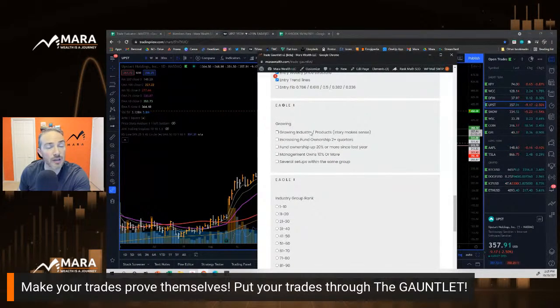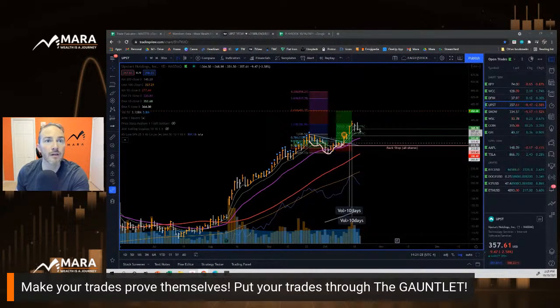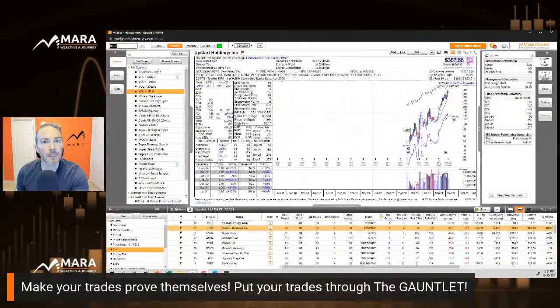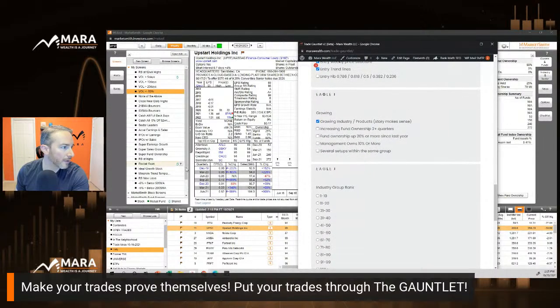Then the G is for game changers. G is for growth. So for Upstart, is it a growing industry, growing products? Does the story make sense? Yes, absolutely. Then for the fund ownership, let's get MarketSmith back over here. So for fund ownership, here's what I look at. I look at increasing fund ownership for the last 2 quarters. So this quarter versus that quarter versus that quarter. Yep, it's been increasing quarter over quarter over quarter. Perfect. And the fund ownership is definitely up 20% or more from last year. It's up about 4 times since last year.